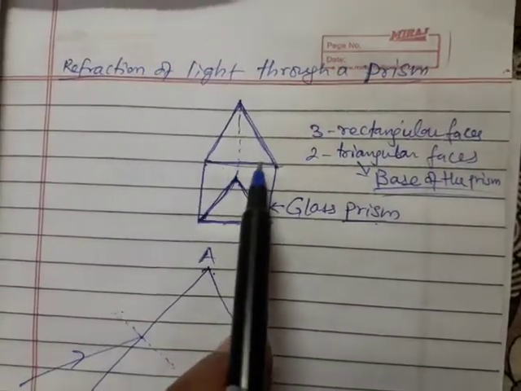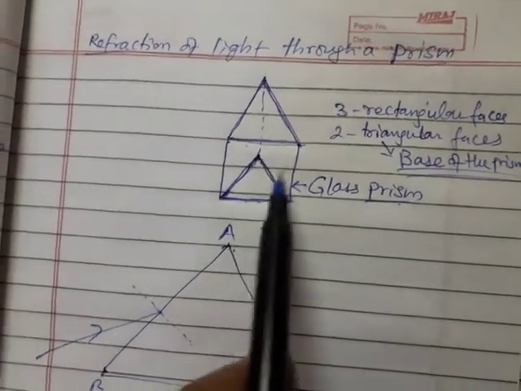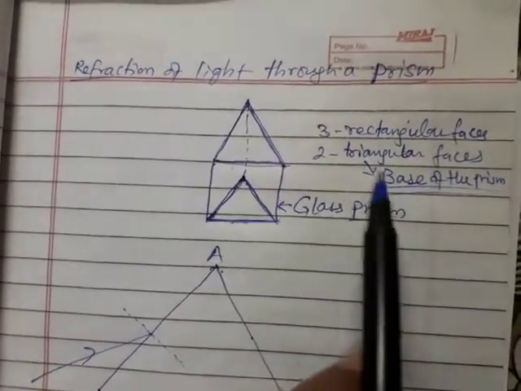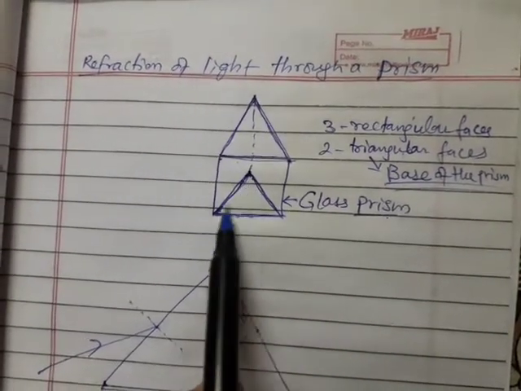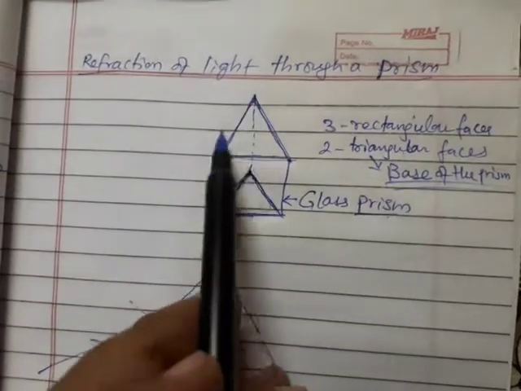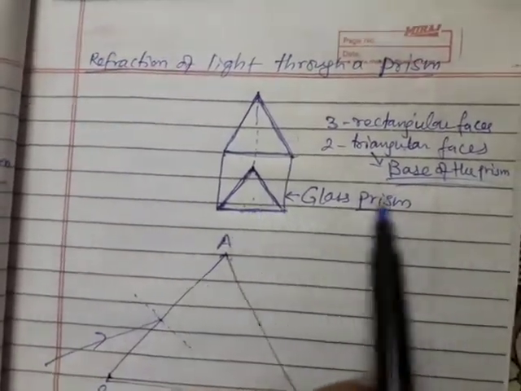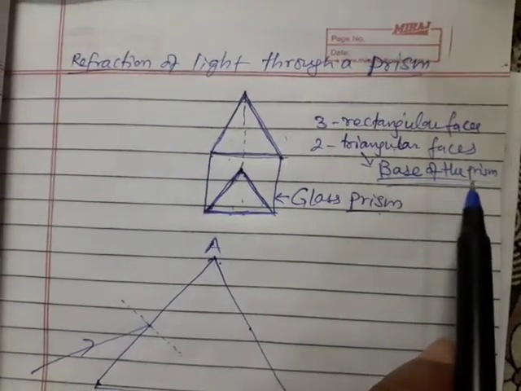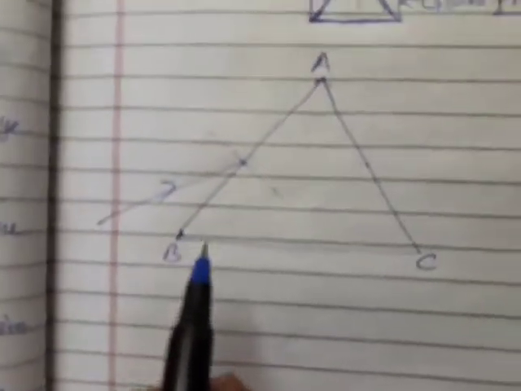Face 1, face 2 and face 3 are the rectangular faces, and there are two triangular faces. This is the lower surface and that is the top surface. These are the triangular faces, and the triangular faces are called the bases of the prism. Now let us see how the ray of light refracts through the rectangular glass prism.